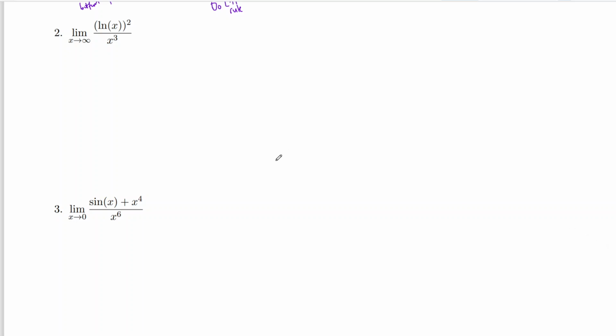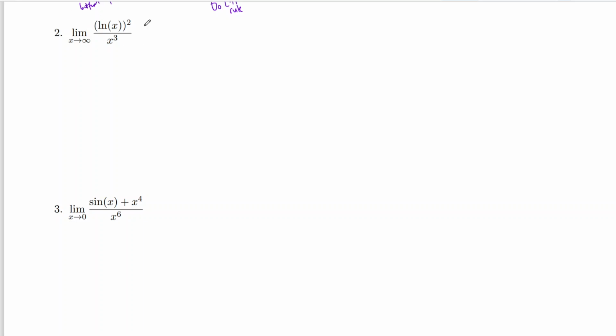Welcome back, everyone. In this video, we will be continuing the L'Hopital's rule or indeterminate form section. Now, in the previous video, we talked about how there's really 7 indeterminate forms. They fall into 4 categories, but the one category works directly with L'Hopital's rule, and that's if we get infinity over infinity or 0 over 0.